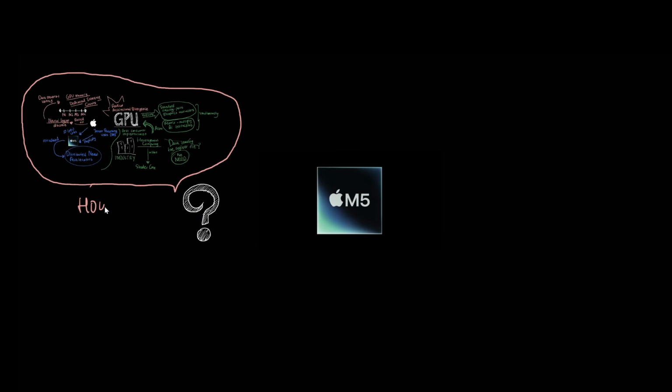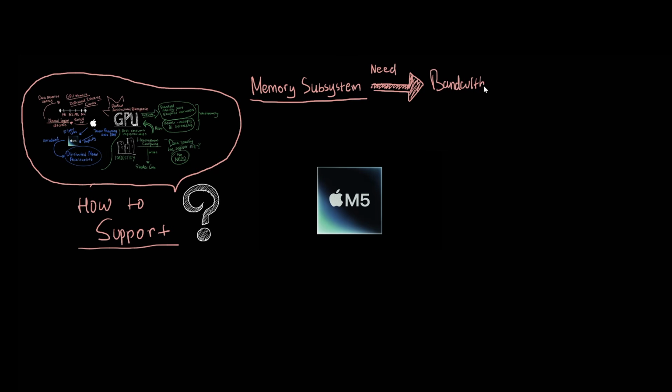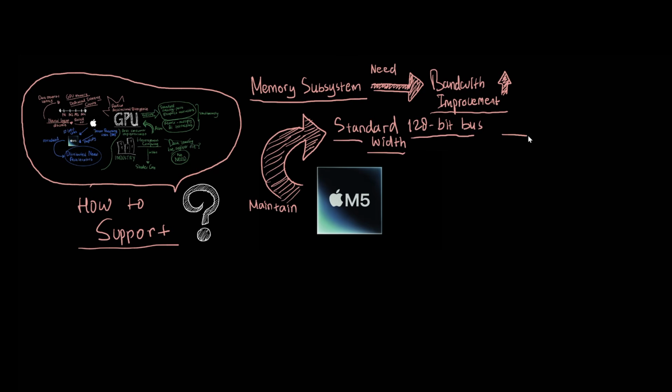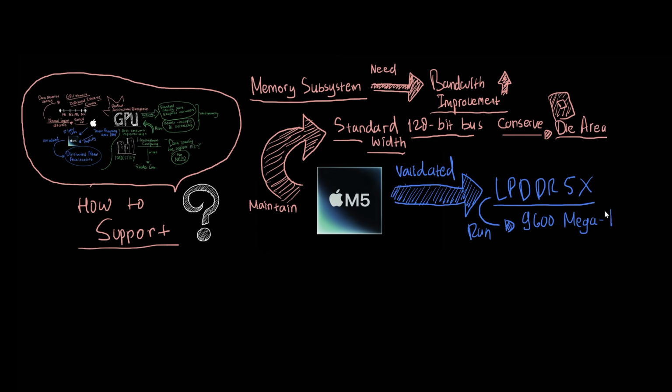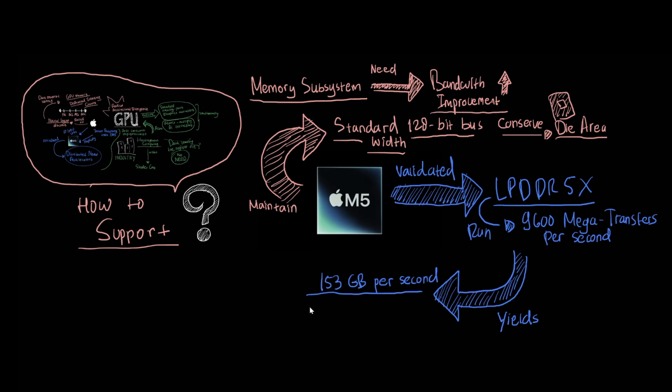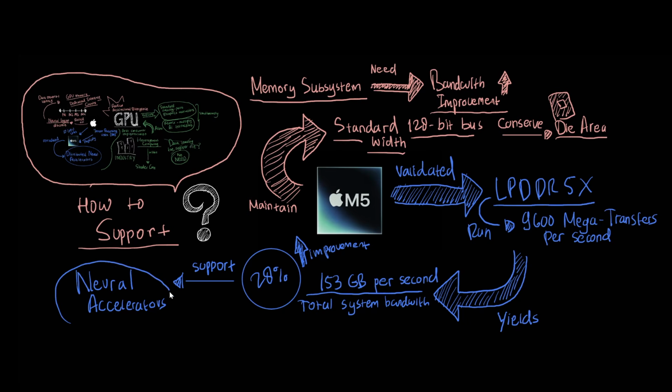To support this increased throughput, the memory subsystem required a corresponding bandwidth increase. While maintaining the standard 128-bit bus width to conserve die area, Apple validated the LPDDR5X memory to run at 9,600 megatransfers per second. This yields a total system bandwidth of 153 gigabytes per second, a 28% increase strictly necessary to feed the new neural accelerators.